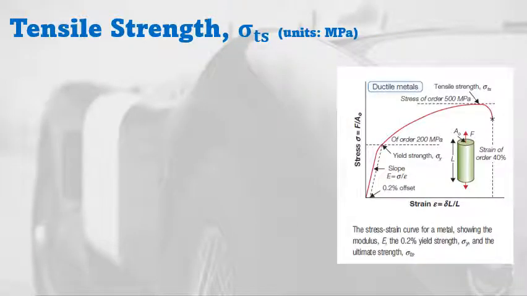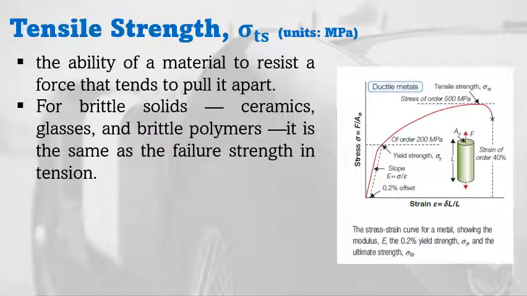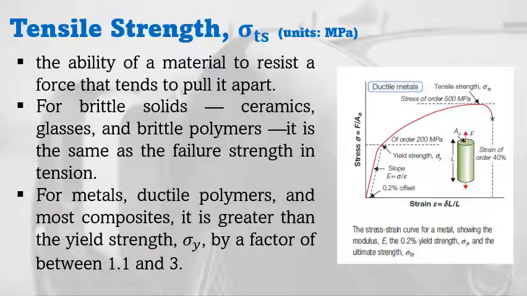Then we have the tensile strength. It is the ability of a material to resist a force that tends to pull it apart. For brittle solids, ceramics, glasses, and brittle polymers, it is the same as the failure strength in tension. For metals, ductile polymers, and most composites, it is greater than the yield strength by a factor of between 1.1 and 3. So in the stress strain curve, we can see the tensile strength in this region. So this is for a ductile metal.